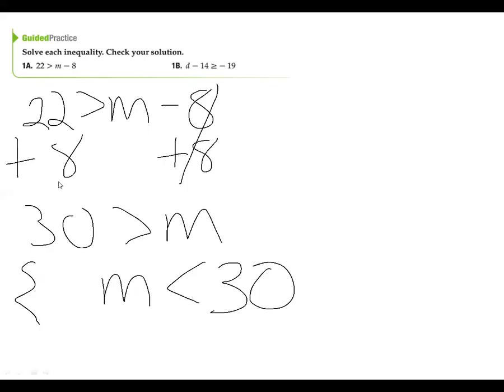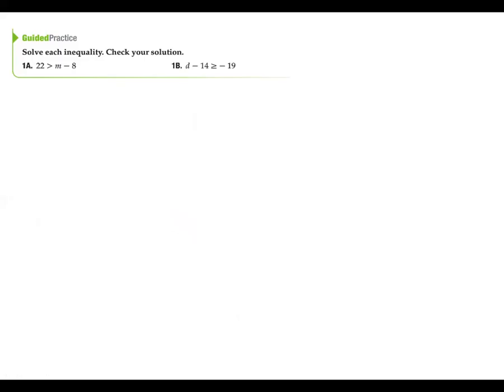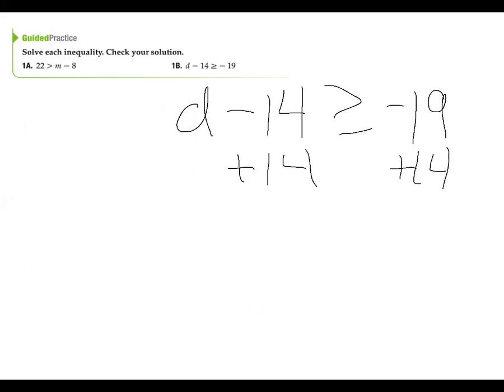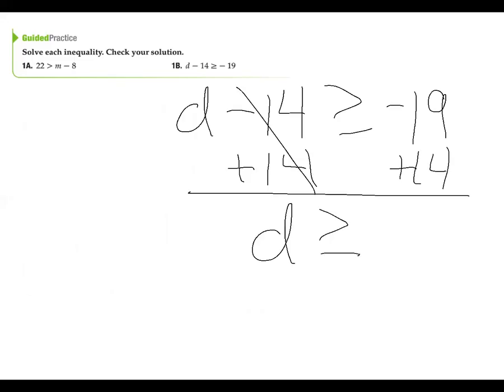Because if you read it from left to right, you read it as 30 is greater than m. So that means that m has to be any number so that 30 is greater than it, which is going to be all numbers less than 30. Okay, so d minus 14 is greater than or equal to negative 19. So you add 14 to both sides, and you have d is greater than or equal to negative 5. So as long as your number is negative 5 or more, so like negative 5, negative 4, negative 3, 0, 1, 7, 15, 200, any of those or greater than that, it's going to work.